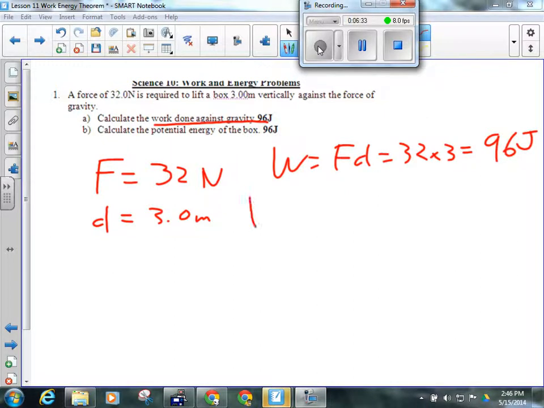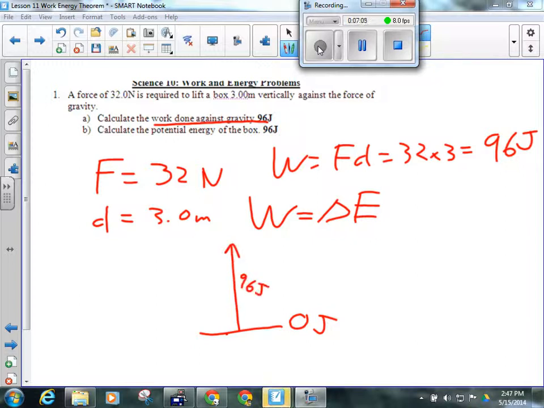Because work is a change in energy. How much potential energy did the box have when it was sitting on the ground? 0. If you did 96 joules worth of work, you transferred 96 joules of energy to the box. How much energy does the box have now? 96 joules. Here's the situation, guys. You started here. Okay, and here you had 0 joules of potential energy. You did 96 joules worth of work. That means that at this position there are 96 joules of potential energy.